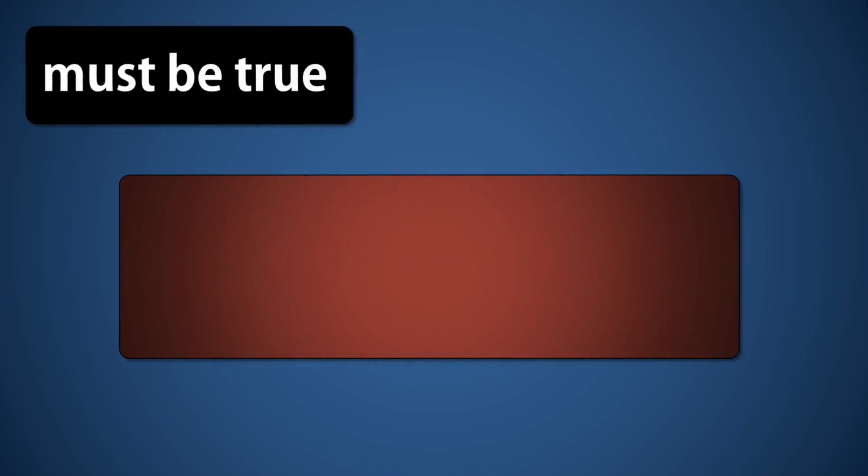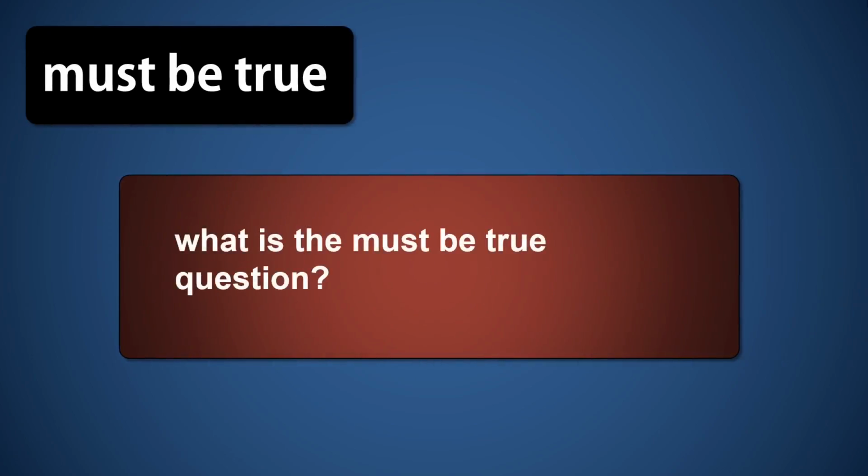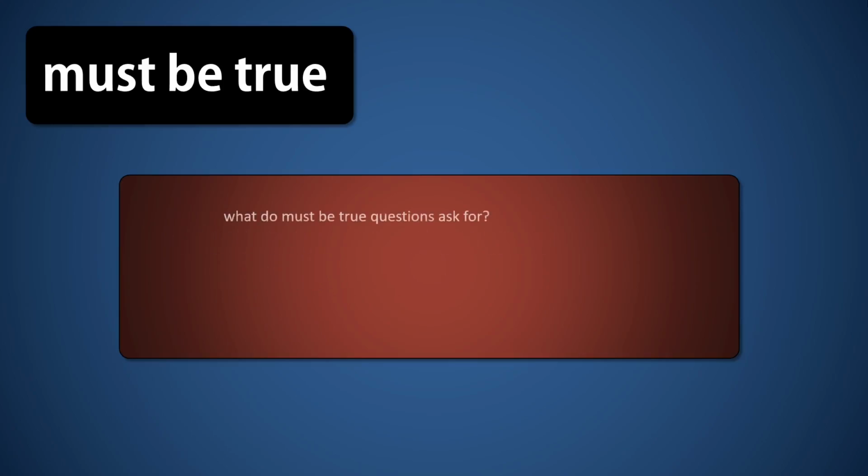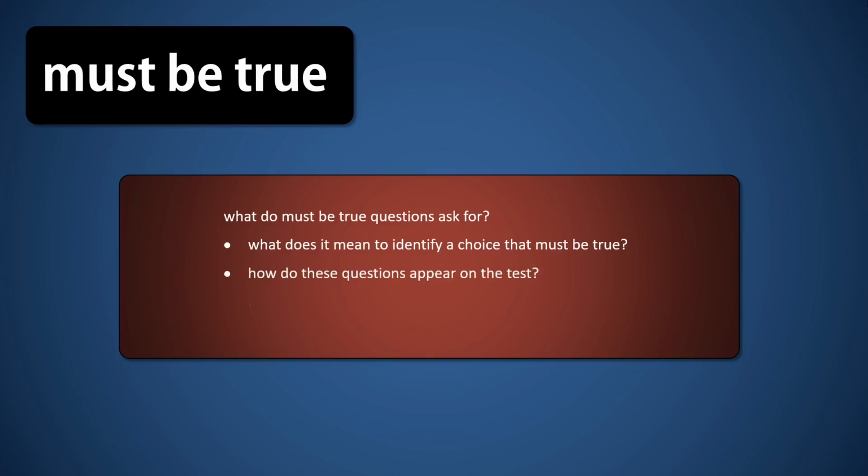Alright, in this video we're going to cover the must be true question. So what is the must be true question? So once again, what do these questions ask for? So what does it mean to identify a choice that must be true? How do these questions appear in the test? And how do we approach these questions?